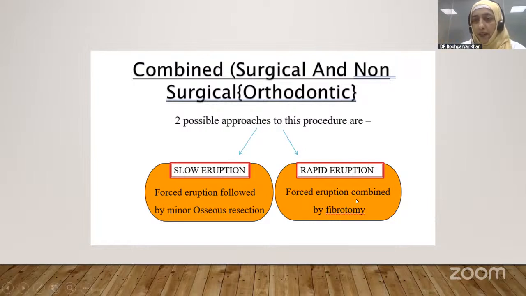That is, the parallel fibers, the supracrestal fibers, which surround the tooth. These are more supracrestal fibers. Supracrestal fibrotomy is done because these fibers are more rigid and more prone to recurrence of any condition. So supracrestal fibrotomy is done followed by forced eruption.